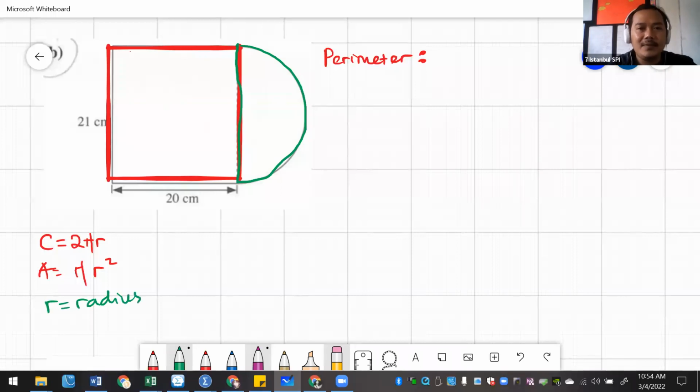Okay, now we have this semicircle, the one that I drew in green. The question is, what is the radius of that semicircle? Gimana?